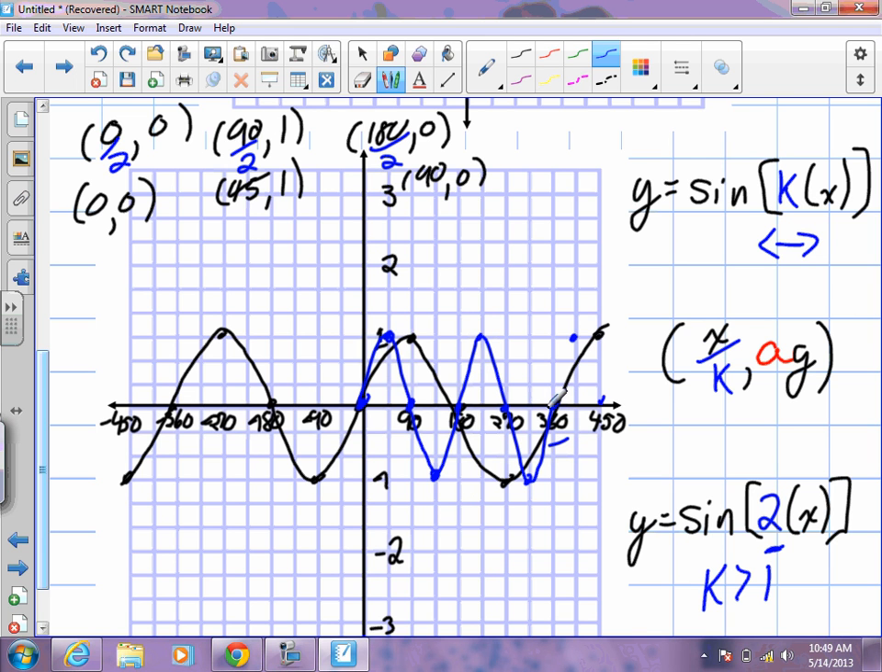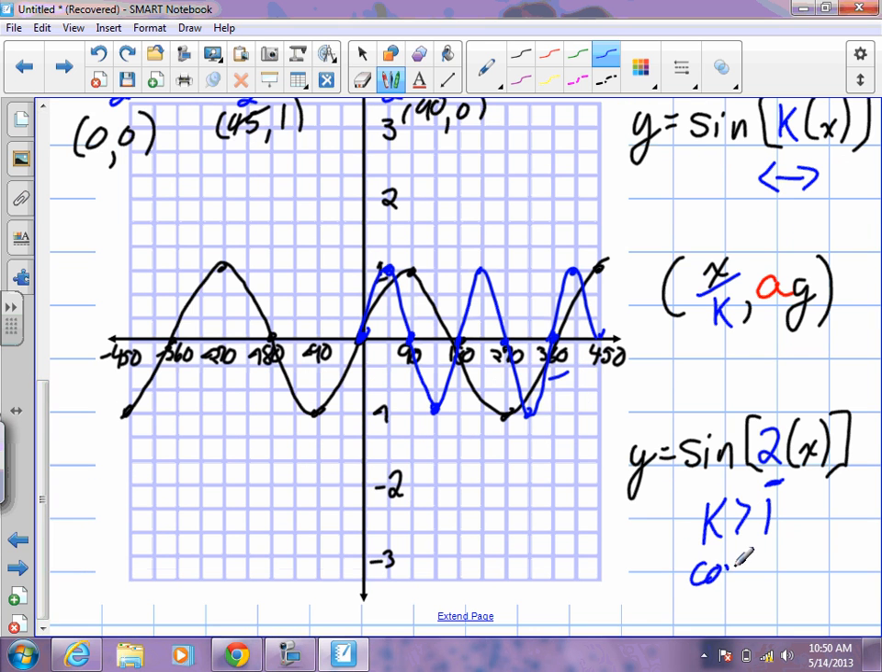So that's kind of the opposite mentality. Remember when a was greater than 1, it looked like it stretched it? Here it compresses it. When k is greater than 1, we compress. Okay? Just like, remember how C and D were opposite when we're horizontally moving them and vertically moving them? Same idea with A and K.